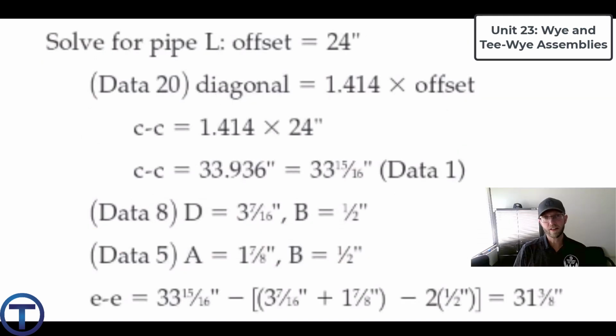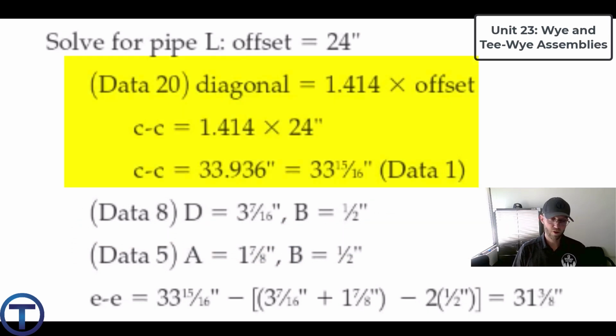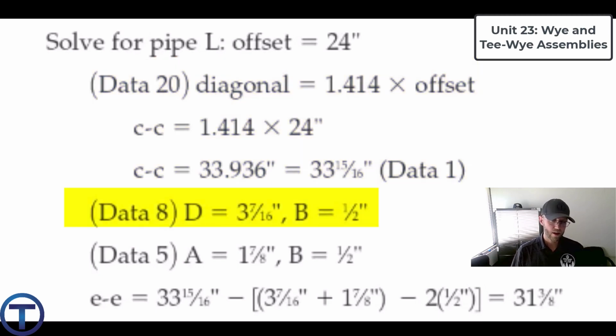Follow me through here as we solve for the end-to-end measurement for pipe L. First of all, our offset was 24. We times that by 1.414, and we got 33.936, or 33 15/16. That's our center-to-center measurement. Going back to data table 8, we find that we're going to subtract off D this time. This is the time that we really want to subtract off D because it's the branch coming off of the Y. And that's 3 7/16. And then we're going to take into account the thread in. The pipe comes into that 1/2 inch.